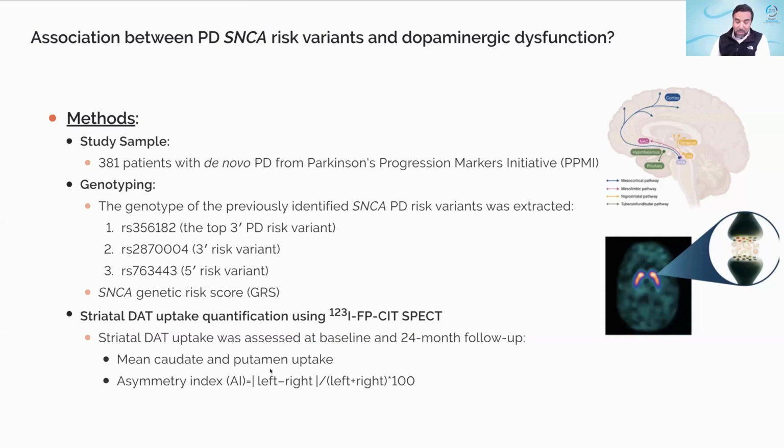Our outcome was the mean caudate and putamen uptake, which are part of the basal ganglia and the striatum. And we were also interested in the asymmetry between the left and right. This is clinically relevant because most of these patients often present with one side affected. And when we look at their DAT scan, we see reduced uptake in one side more than the other, or the contralateral side basically more affected.